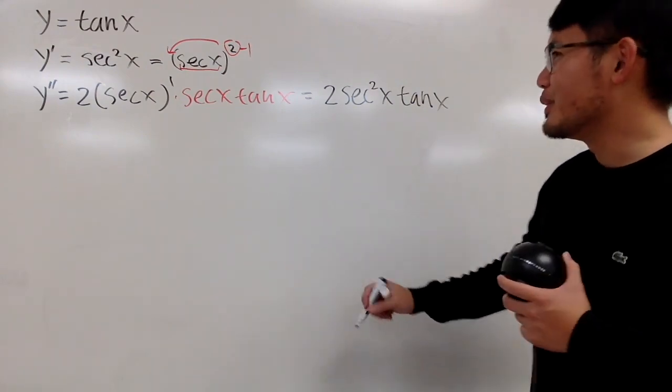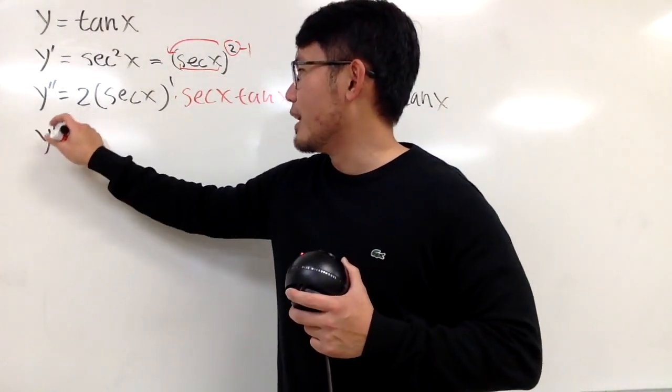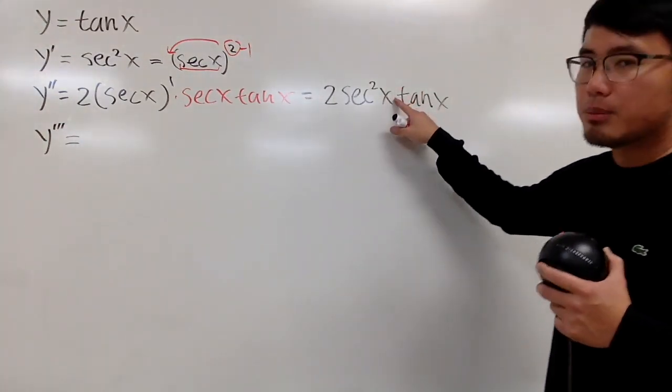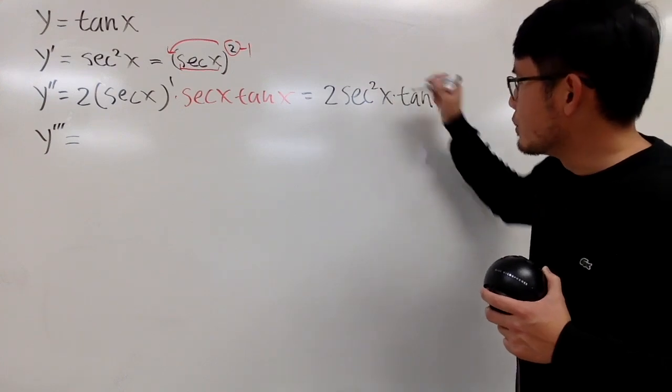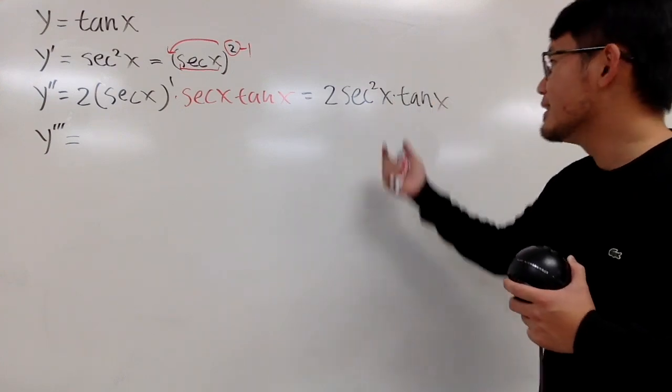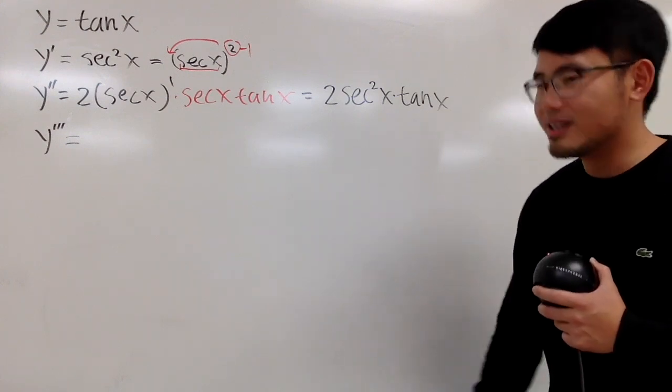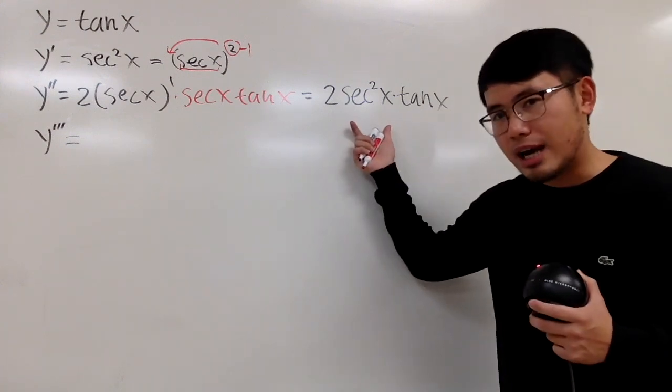Now, continue the third derivative, y triple prime. Here, notice we do have a multiplication, so we will have to use the product rule, right? But if you have to differentiate this later, you have to use the chain rule. So it's both. Anyway, product rule in action first.